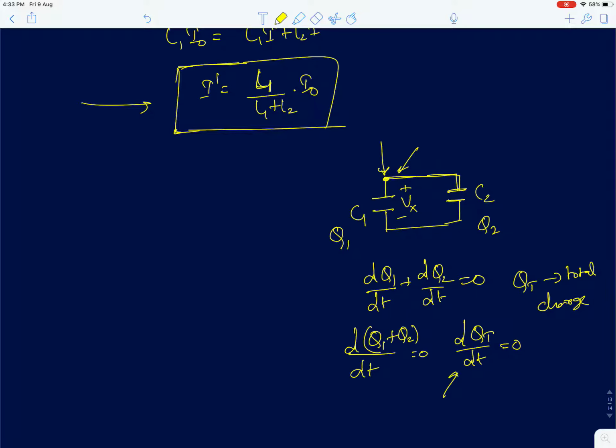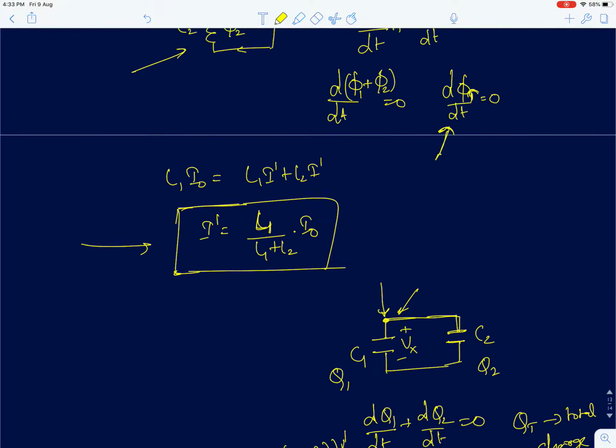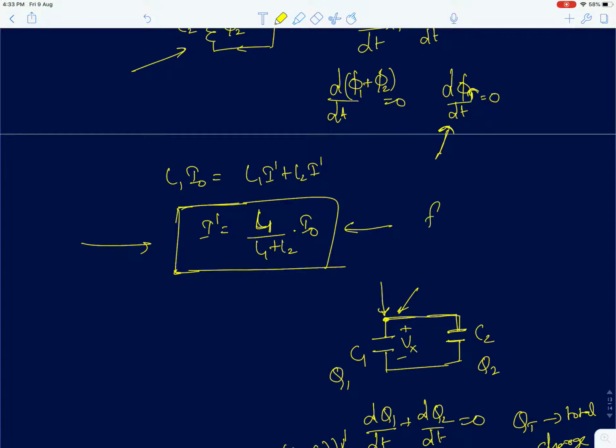Now what this equation tells us is that the total charge doesn't change with time. In this circuit the total charge is not changing with time, so therefore the charge is conserved. From which we obtain the new voltage across the two capacitors as C1 Vx equals (C1 plus C2) into V dash. The new voltage we called V dash across the two capacitors. We got V dash as C1 by (C1 plus C2) into Vx. And this result stems from charge conservation. Now the analogous result here stems from flux conservation, or the rate of change of flux being 0.